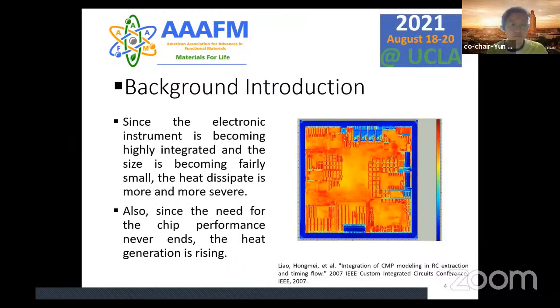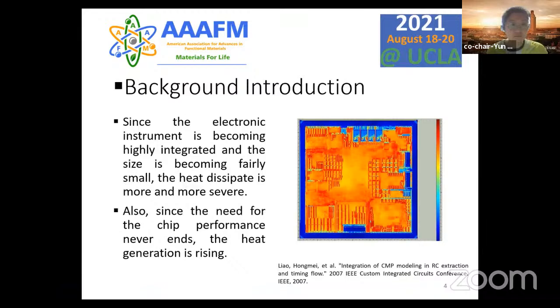The red picture just shows the thermal map of the whole chip scale. We can find the red color stands for the hot spot and the blue color stands for the cold spot. Normally for a whole chip, the large heat generation area is always the high speed and highly computational unit, and also the RF unit.